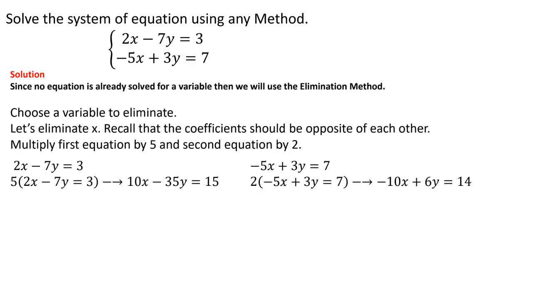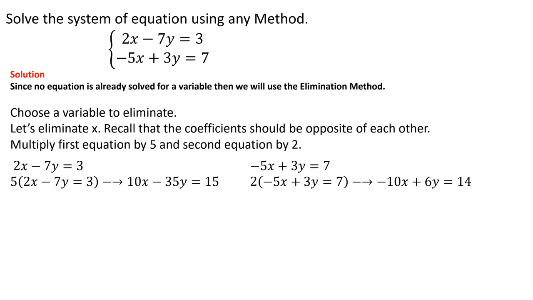Okay. So I'm going to multiply this first equation by 5. So 5 times 2x gives me a 10x, and 5 times -7y gives me a -35y, and 5 times 3 is 15. Whatever number you multiply, just remember that you have to multiply all the way across to both sides of the equation. So my first equation is now 10x minus 35y equals 15.